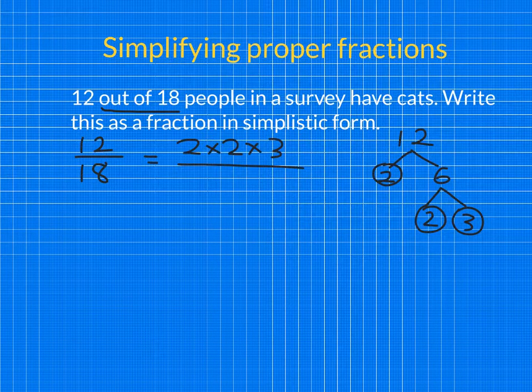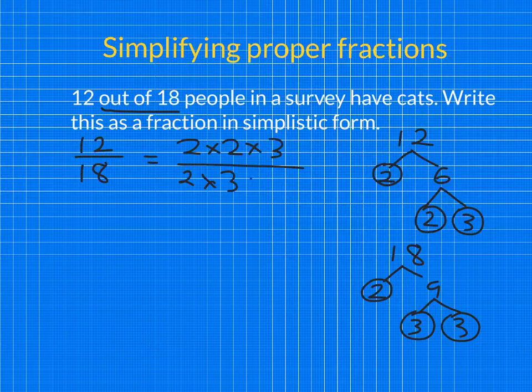Similarly, with 18, 18 is 2 times 9. 2 is prime, so we stop there. 9 is 3 times 3. Both of those are prime, so we stop there. And so 18 can be written as 2 times 3 times 3.